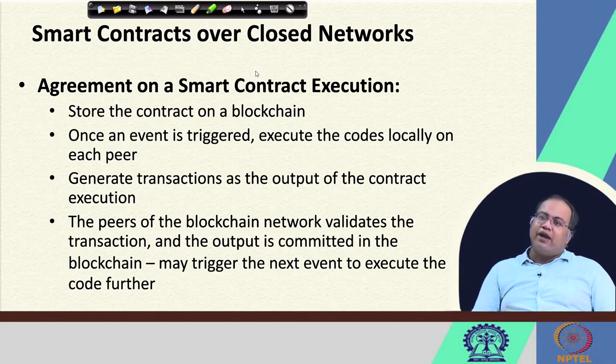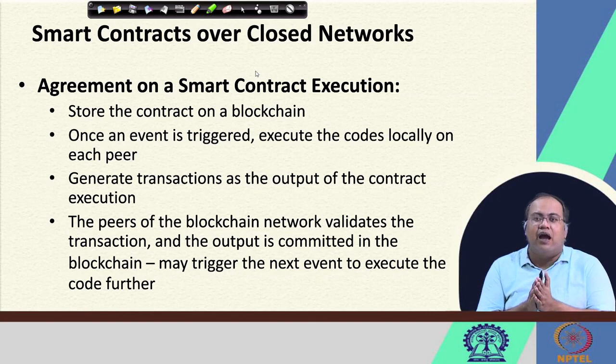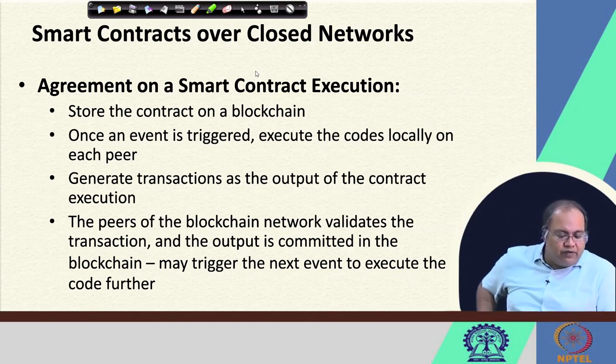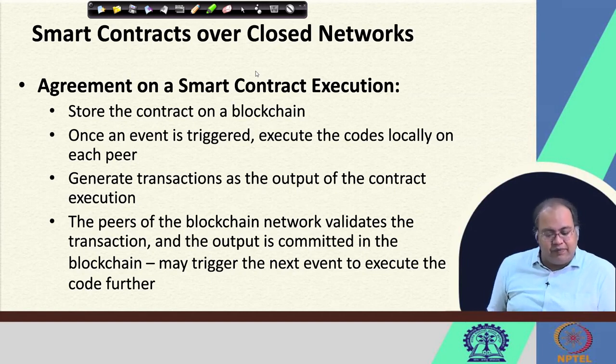So, the question comes: whenever we are executing such a smart contract on a closed network, how can I come to an agreement on the smart contract execution? Well, these can be the possible steps. If you remember, we discussed these steps earlier. Today we are going to expand these individual steps and learn what is happening in between. Whenever you are going to have an agreement on a smart contract execution, these are the steps. First, you store the contract on a blockchain.